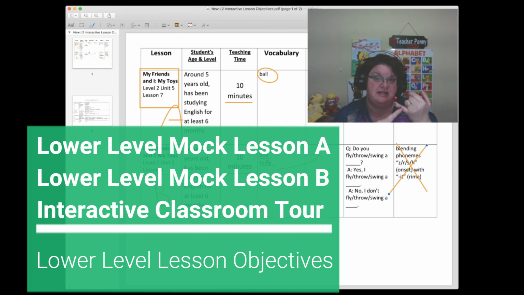There is one for lesson A, there's one for lesson B, there's one for the interactive classroom to show you how to do things in the interactive classroom, and I actually show you an actual VIPKID classroom and show you how those things work. And then this one is the fourth one, that's the lesson objective sheets.